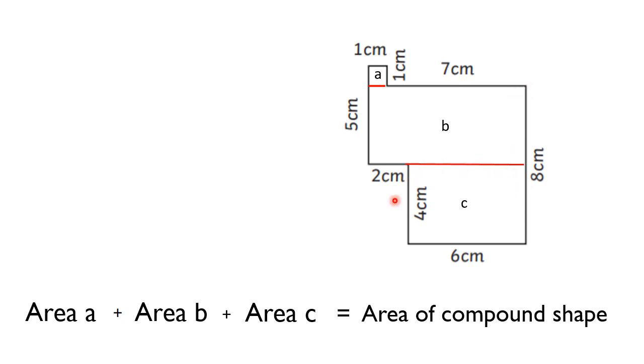And then we come down to shape C. Lucky us, we've been given both dimensions. We have the length is 6 centimetres, the width is 4 centimetres, and we know that 6 multiplied by 4 equals 24. So the area of shape C is 24 centimetres squared. So we need to write that up in the next slide and then add them all together.